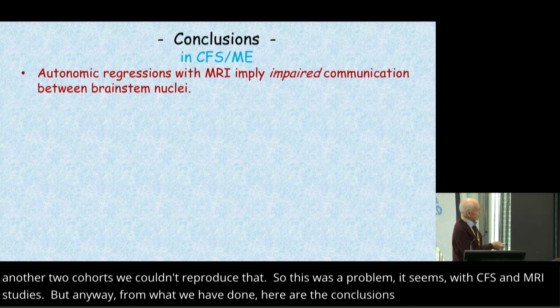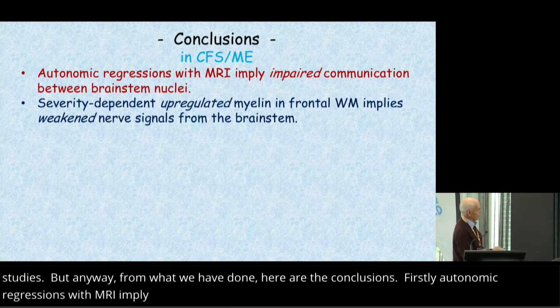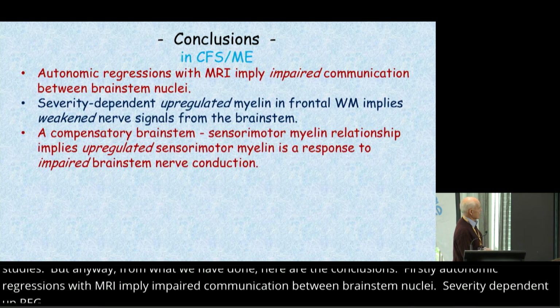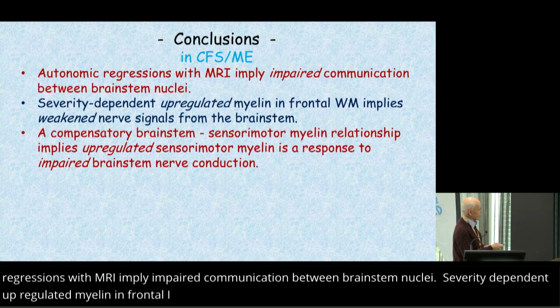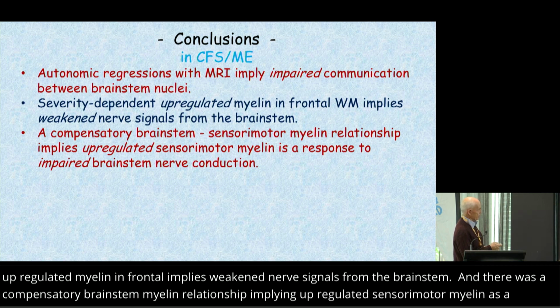Firstly, autonomic regressions with MRI, so this is blood pressure, heart rate, imply that there's communication impaired between different brainstem nuclei. Severity-dependent upregulated myelin in frontal white matter implies weakened nerve signals in the brainstem. And there was a compensatory brainstem sensory motor myelin relationship implying upregulated sensory motor myelin as a response to impaired brainstem conduction. But the word here is implies.